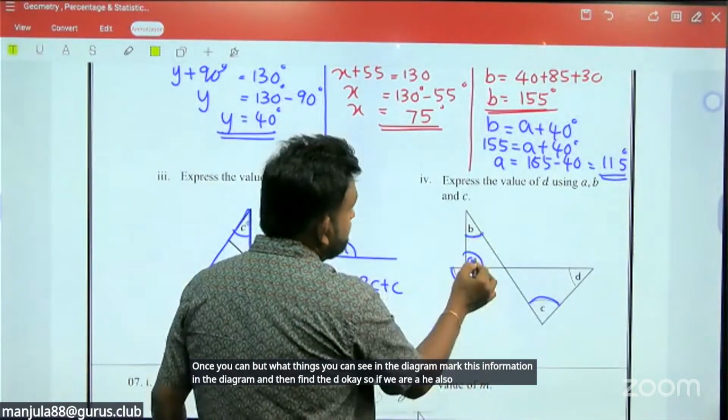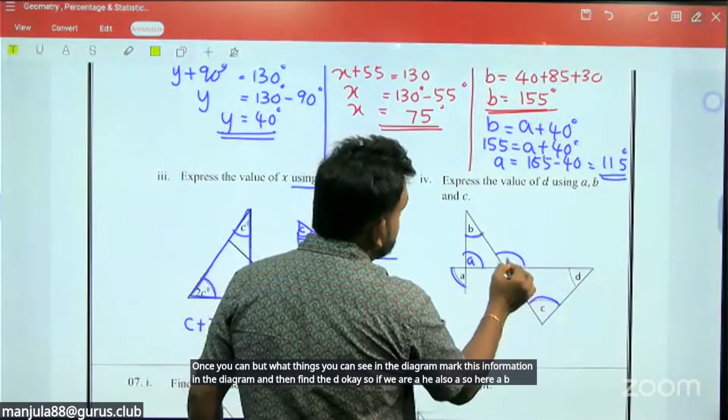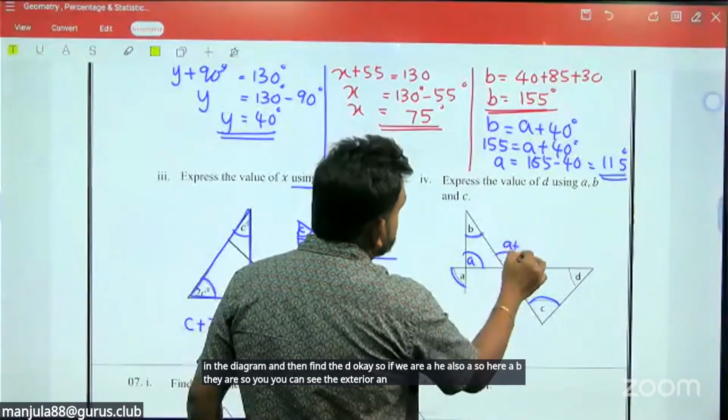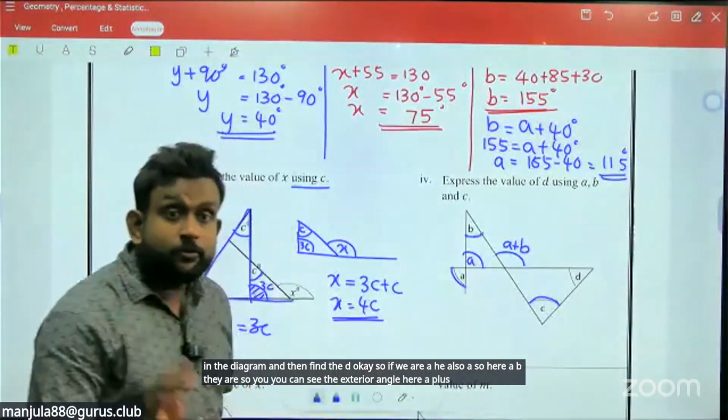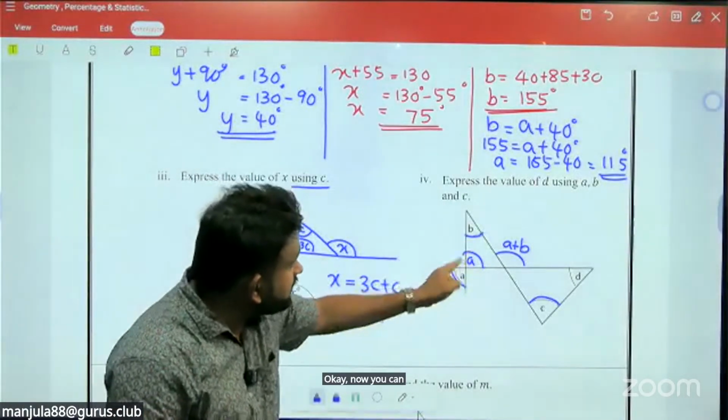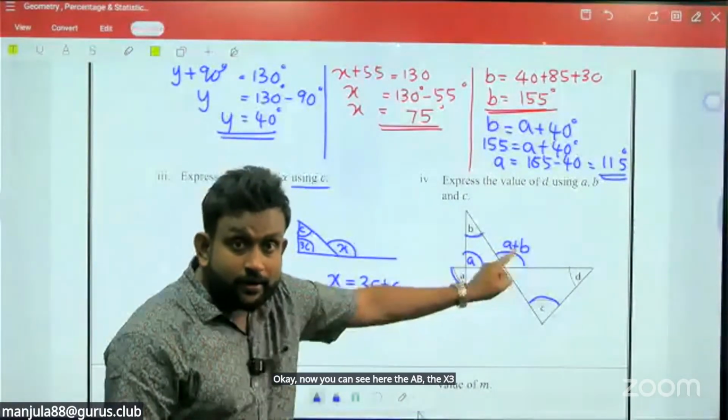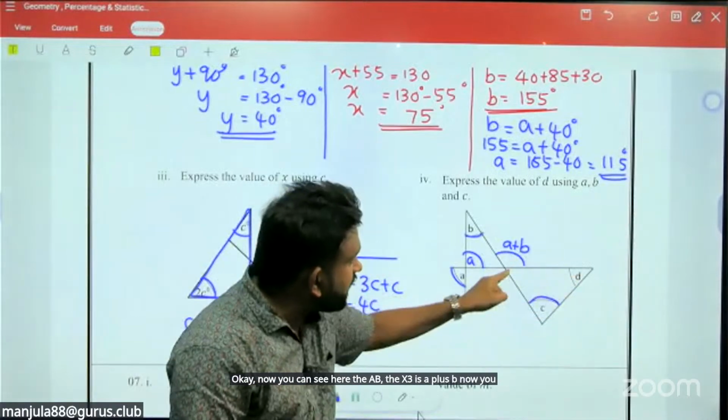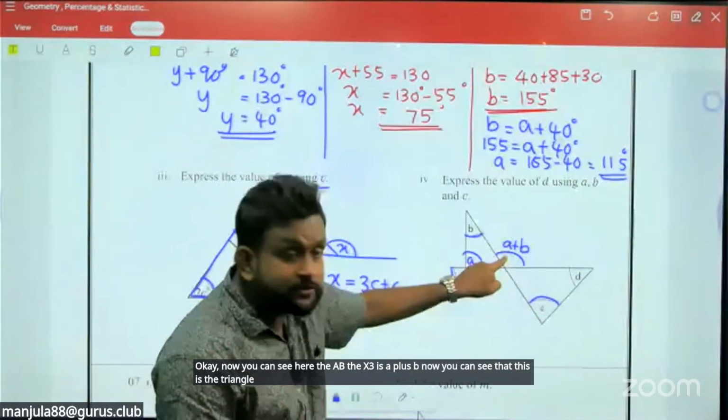So here A, B there. So you can see the exterior angle here, A plus B. Now you can see the AB, the exterior is A plus B. Now you can see that this is the triangle. Then this is the exterior.